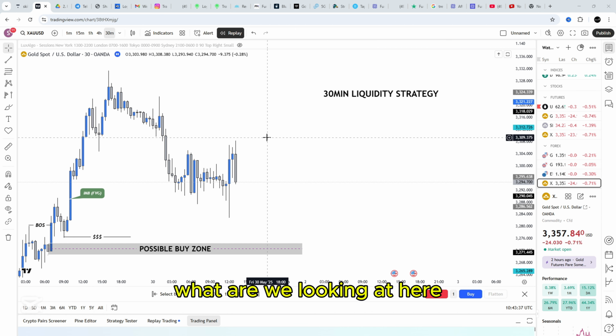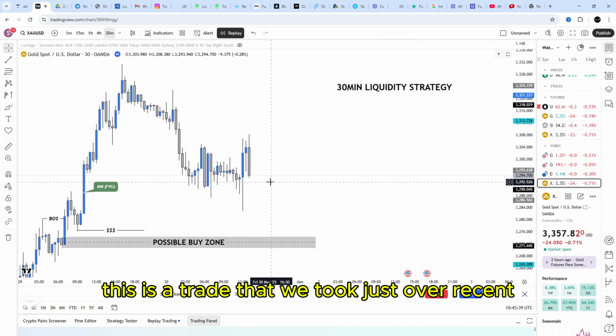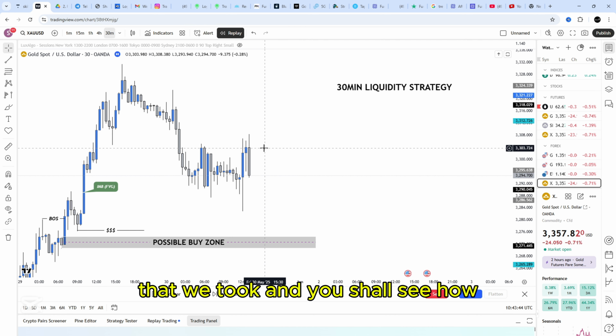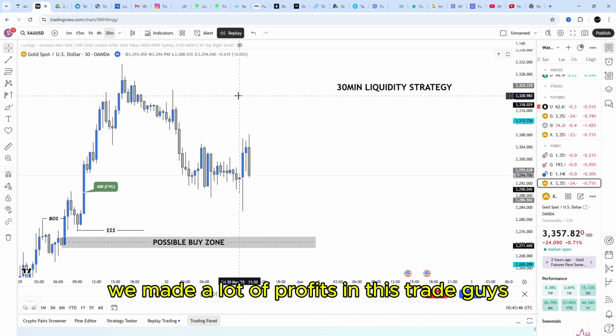Now, what are we looking at here? This is a trade that we took just recently, and I'll be giving you the screenshots of this trade that we took, and you shall see how we made a lot of profits in this trade, guys.